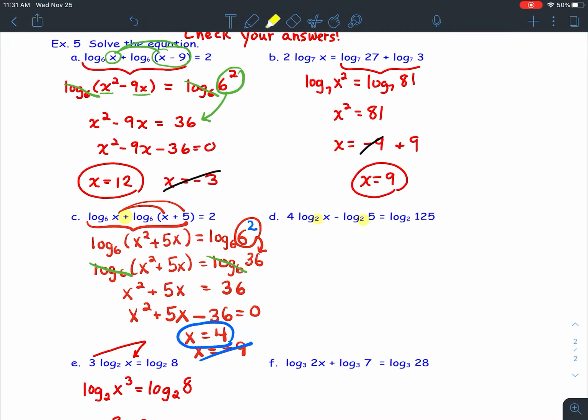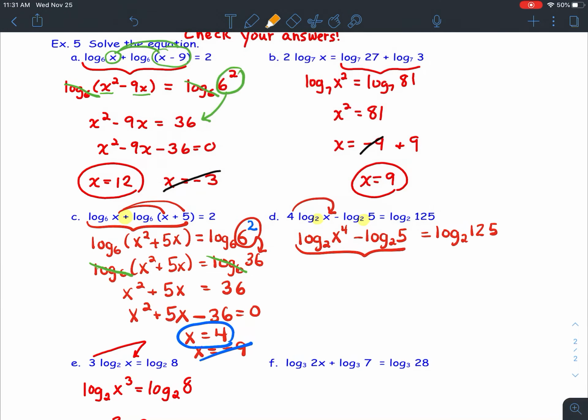I'm seeing it's good that they have the same base. However, I need to pull that coefficient up into the exponent so that both of these logs that I'm trying to combine together will have a 1 in front of them. All right, so let's go ahead and combine.